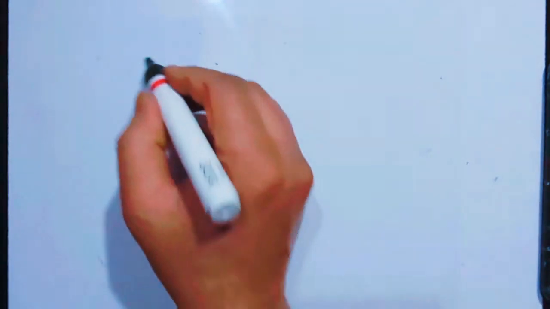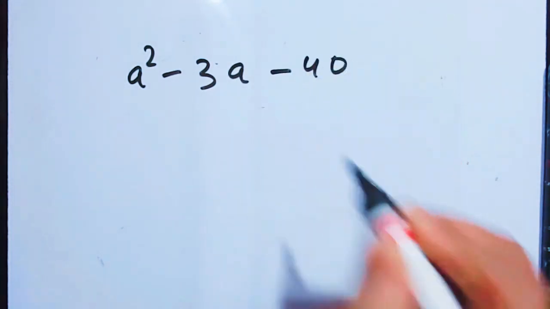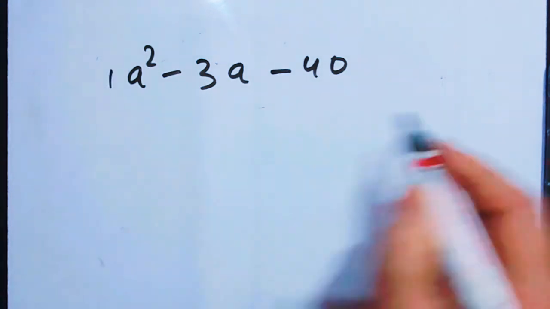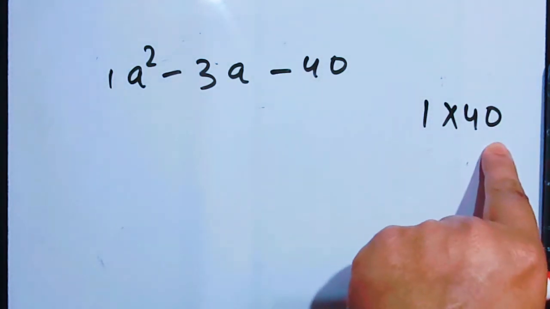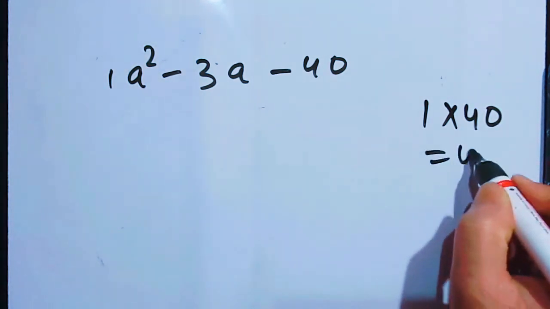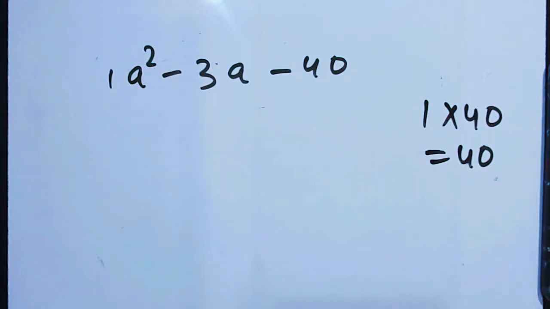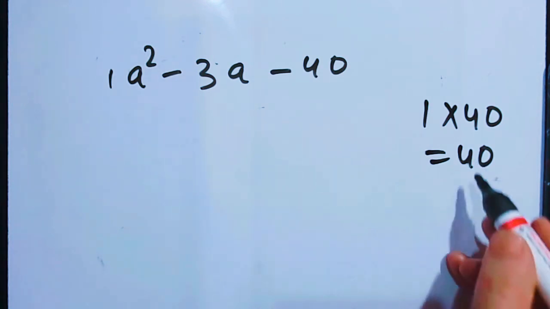I'll take a simpler one, that is a square minus 3a minus 40. So a square minus 3a minus 40, and this 1 and 40 should be multiplied, and so I'll get 40, and this 40 should be divided into 2 parts such that when you add them you will get 3a. So let us first break this 40.